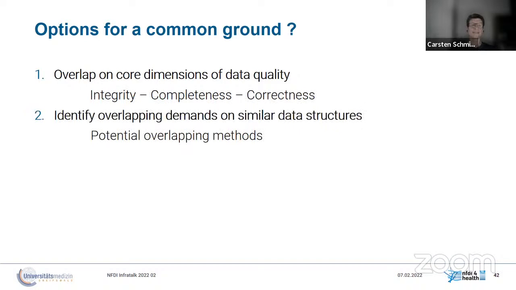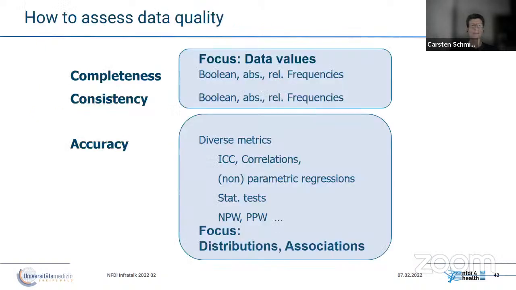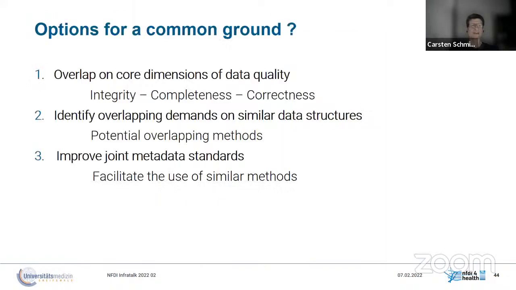Then the next thing is to identify overlapping demands in similar data structures, no matter which field we are in. The appropriate statistical methods will remain similar on similar data structures. And so there is a lot to be learned from each other, because we are trained with a different background. And I think many ideas could be brought together there. And of course, the next thing, what I mentioned with metadata, is to improve joint standards. And this is quite essential to then also use comparable methods and, for instance, packages with comparable outcomes to better compare what is in the box in terms of data standards.